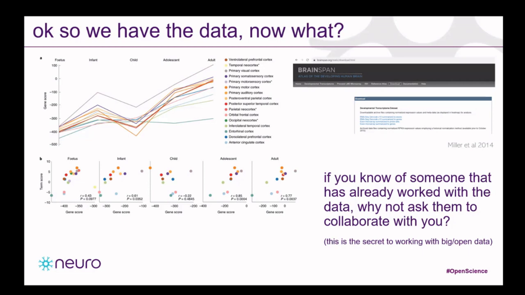And that wouldn't have happened if I hadn't reached out and said, I want to work with this data, but I'm kind of new here and sort of green in the field. Will you help me out and can we do something together? And she was super enthusiastic about it. So yeah, the secret to working with big open data is to ask somebody to collaborate with you.